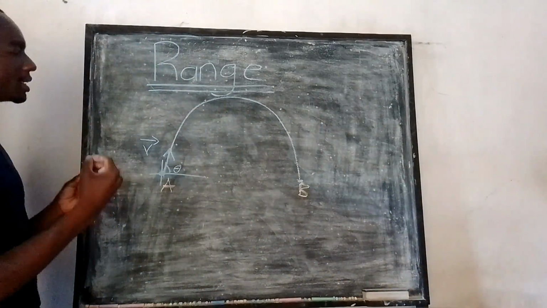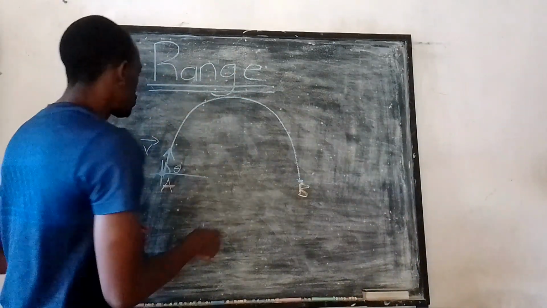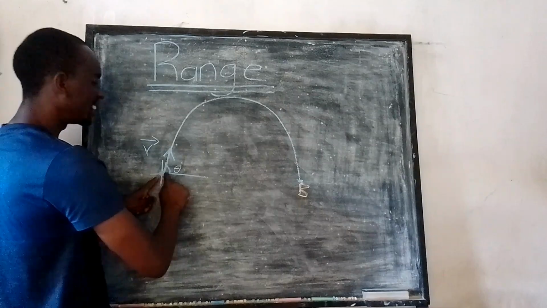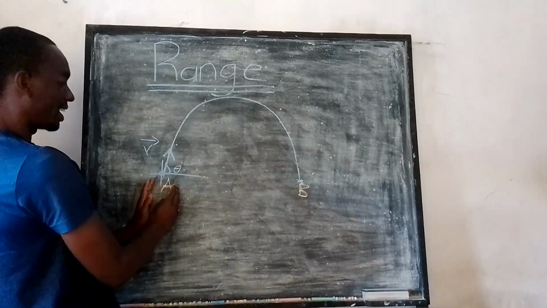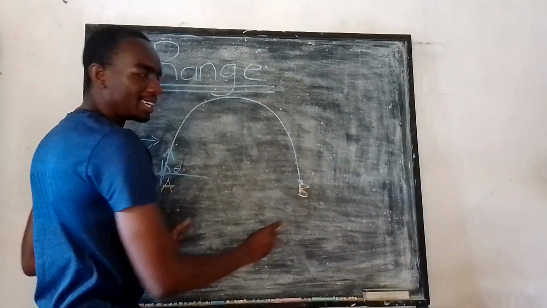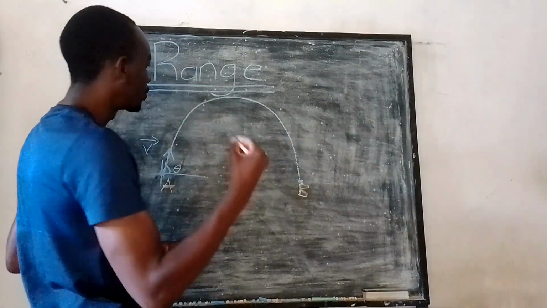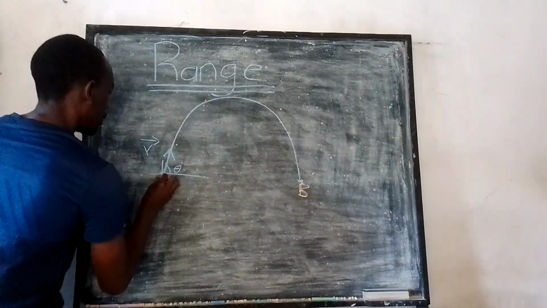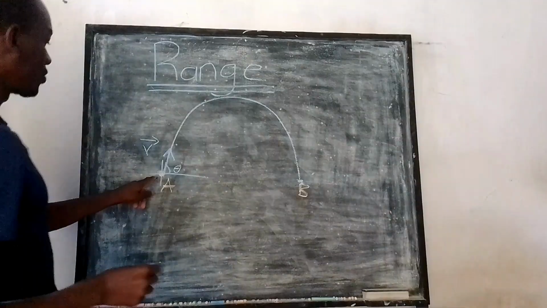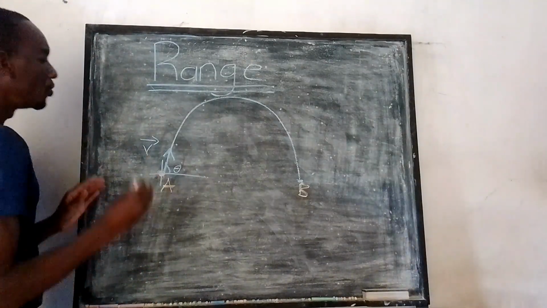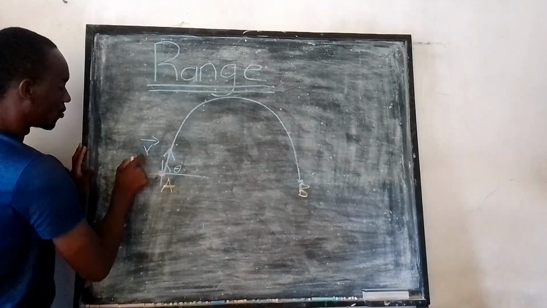Now, we want to know exactly what range is. Range is nothing more than the horizontal displacement of the projectile, which has been launched from our point A to a certain point B. That is all there is. What do I mean when I say horizontal displacement? Initially, our object is here. This is the point from which it is launched.